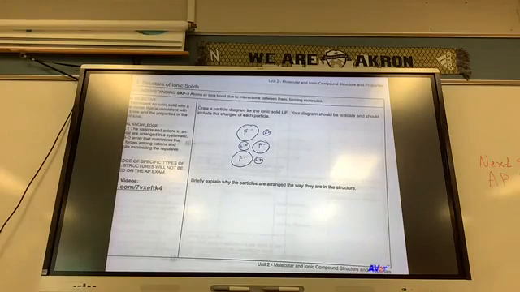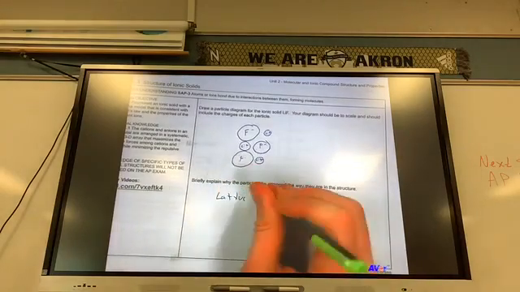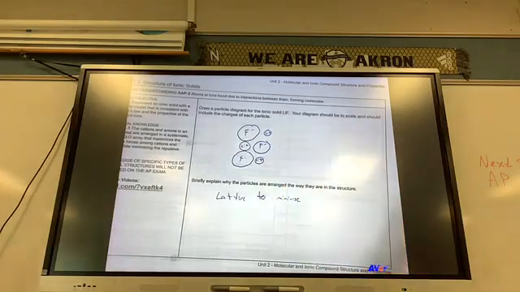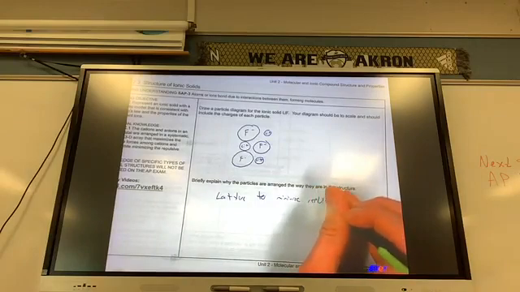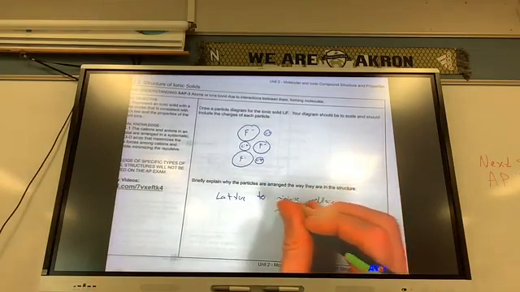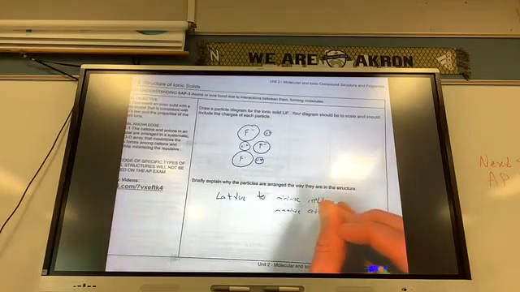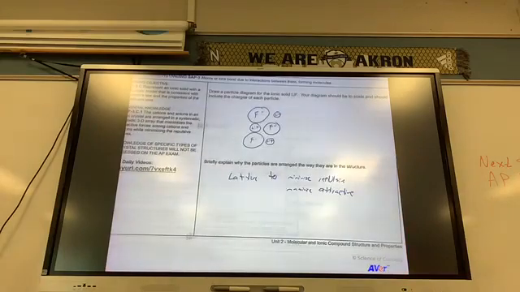Why are the particles arranged the way they are in this structure? How will they organize? Lattice. Why? That's how solids are. Lattice to minimize what? Repulsion. Repulsive forces. And maximize what? Attractive forces. So a lattice to minimize repulsion and maximize attraction.